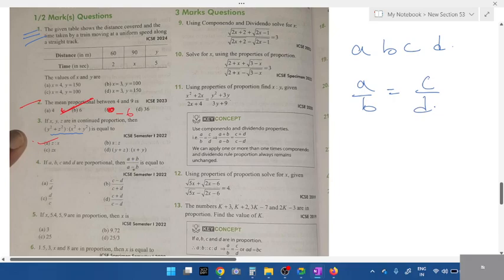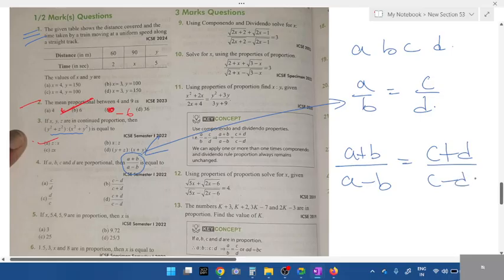A plus B divided. Okay, where is A and B? Left hand side or right hand side? No, no, left hand side. What have they done? What are we supposed to do, students? We should apply invertendo, componendo, dividendo. Which one do I have to apply to get this? Componendo, dividendo. Apply on both sides componendo, dividendo. A plus B divided by A minus B. Right? And what do you get? What's the answer?